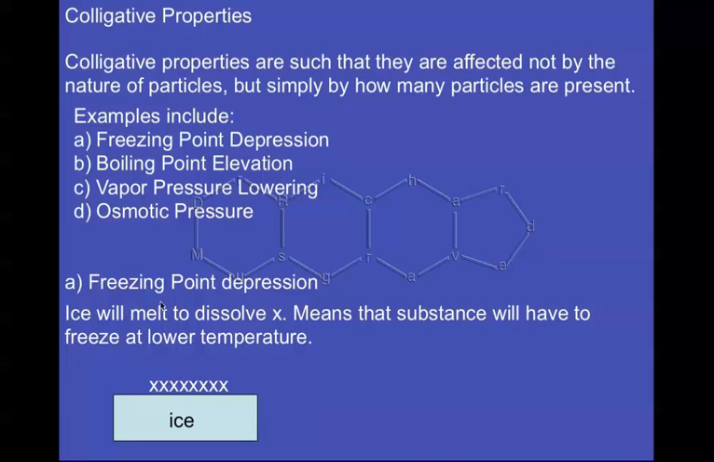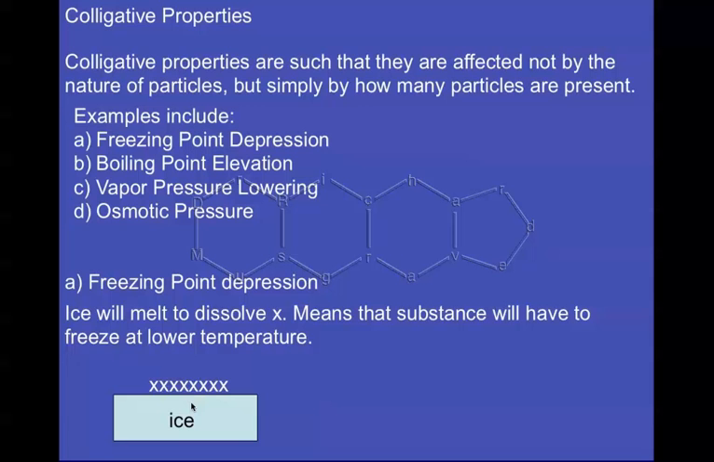Freezing point depression is the situation where we put any solid on top of ice, and it doesn't matter what the solid is. All that matters is how many particles you're putting on top of the ice. The more particles you put on, the more the ice will melt. The ice will melt in order to dissolve these particles on the surface. If the ice is melting to dissolve these, we're going to have to take this down to a lower temperature to freeze it.